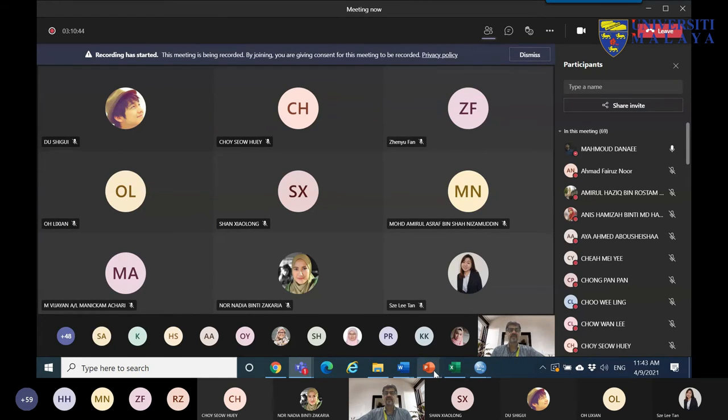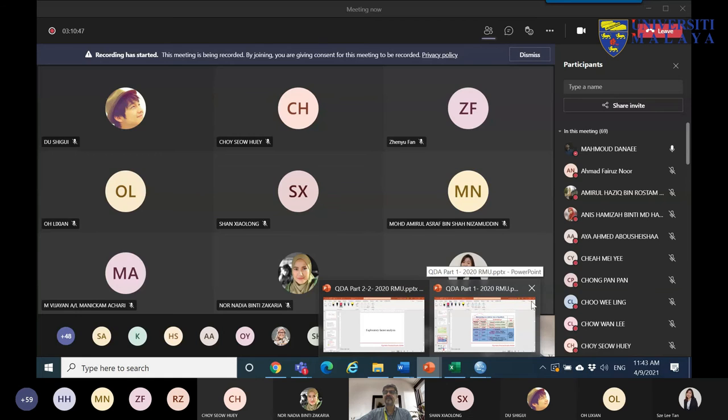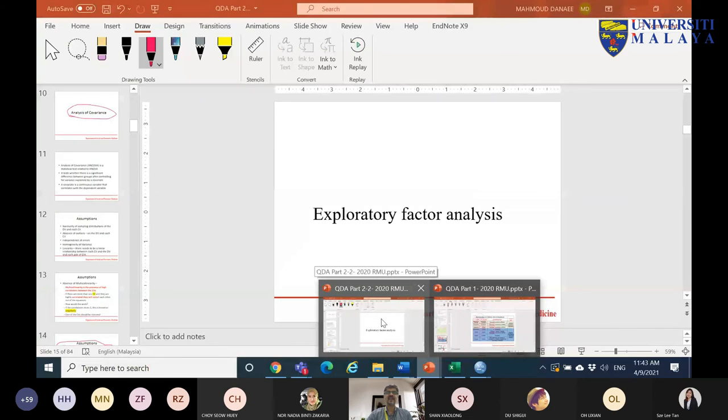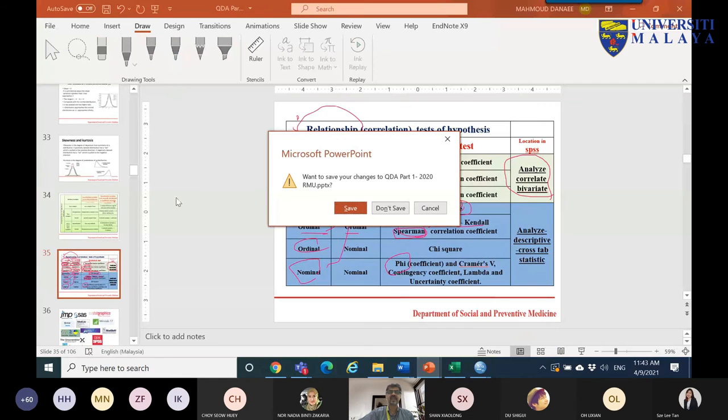Okay, so let's move to the next topic. We finished almost the main parts of association and relationship. Of course, remember again and again, this is not the final destination. You still have to continue to study more and read more. Today's workshop is just a starting point, not an ending. Okay, now we move to the next topic, which is exploratory.